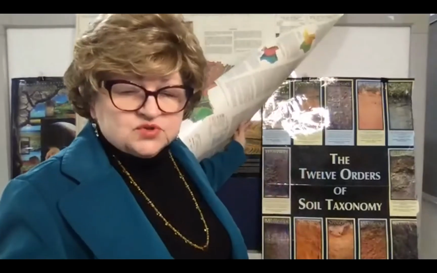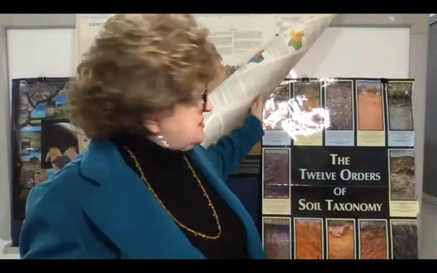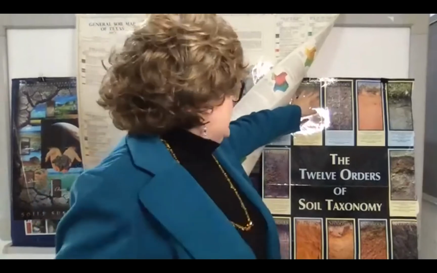Well, I'm glad you asked about the different kinds of soil. I have a poster here. There are 12 orders of soils in the soil taxonomy. That means the way that they're listed. And they are the alfisols, the andisols, the aridisols. The aridisols are the ones you find in the desert because they're arid. Entisols, gelisols, histosols, those are the ones you find in wetlands.